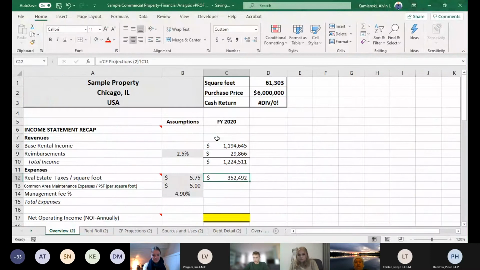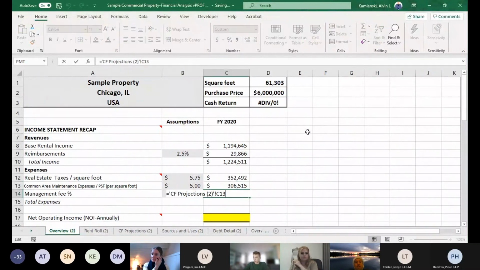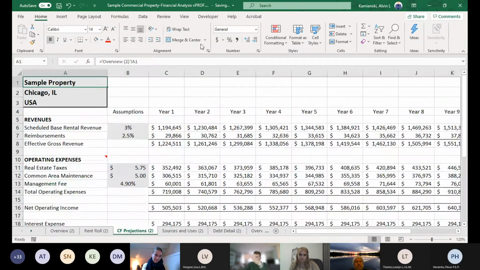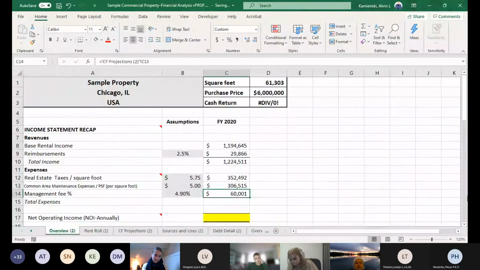And when I pull that over, and then when I copy and paste it down, it automatically said this third value, management fee percentage, is coming from cash flow projections C13, which is management fee of 60,000. So by setting up my spreadsheet properly, I've allowed myself again to be able to quickly copy and paste things so that I don't have to do a lot of monkeying around when it comes to finding and recalculating.